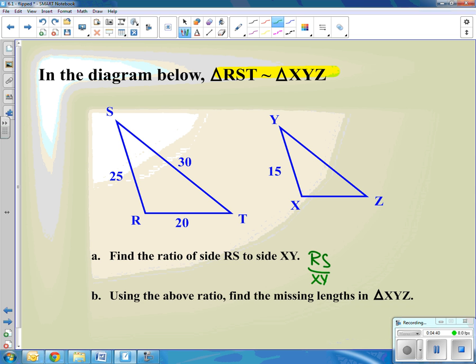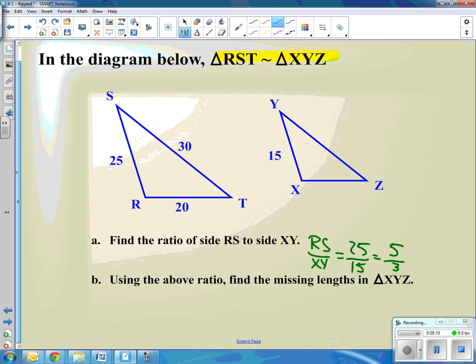So in the diagram, I have numbers associated with both of those sides. 25 over 15. The only thing I have to do in order to come up with my ratio now is to simplify this. So since both numbers can be divided by 5, my ratio is 5 to 3. So that's the ratio of side RS to side XY. Now, because these are similar triangles, that means all of the sides are going to be in this same ratio. So if I want to find the missing side lengths, what I'm going to do is use that 5/3 and set it equal to another ratio of sides where I'm looking for one.